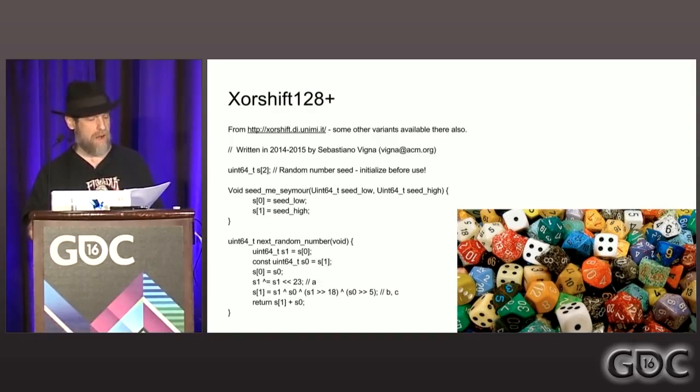Some lower quality RNGs have a flaw where if you have a seed with a lot of zeros, like you stuff the high word full of zeros, it can take a number of calls before they start producing results with variety to them. So it's a good habit to fill your whole seed up with some bits.